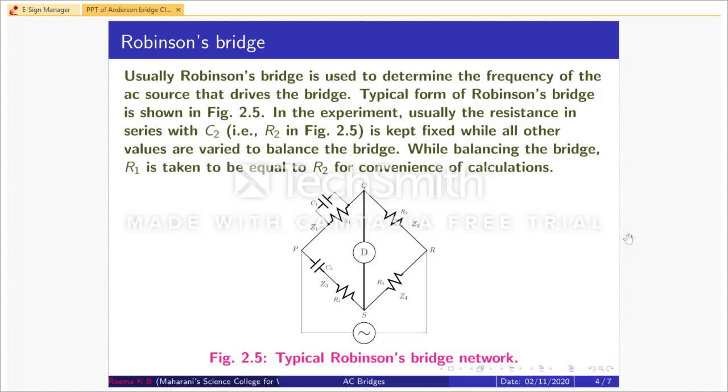In the experiment, usually the resistance in series with C2, that is R2 in figure 2.5, is kept fixed, while all other values are varied to balance the bridge. While balancing the bridge, R1 is taken to be equal to R2 for convenience of calculations.